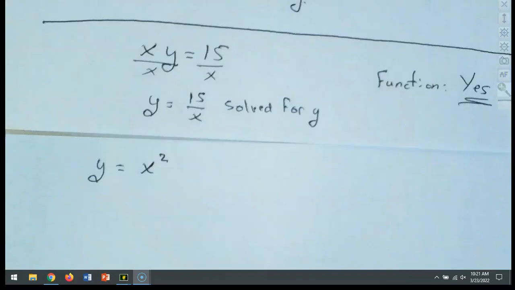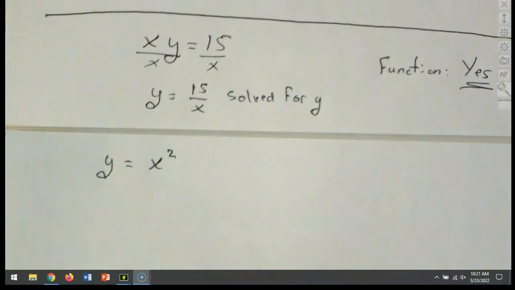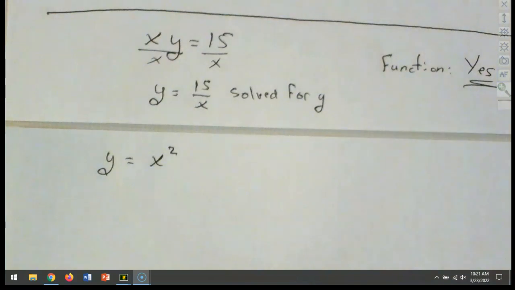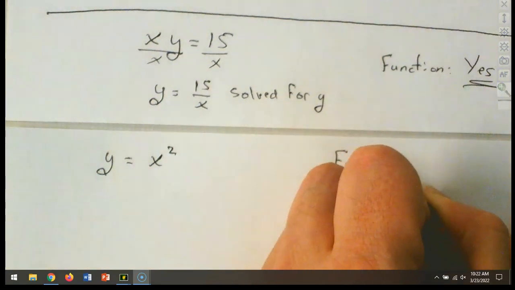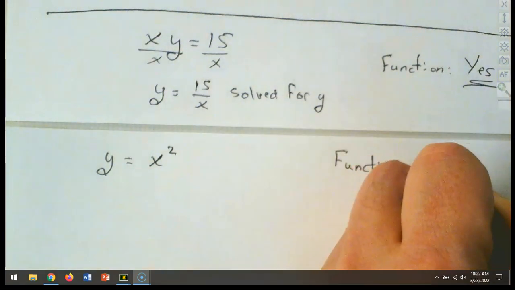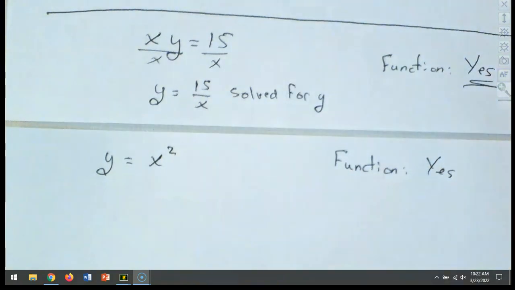And just to make sure we don't get confused here, is this one a function or not a function? Does it matter that that x is squared at all? No. When we look if it's a function or not, what are we focusing in on? On the y part. That's all we care about. So, is this a function? Yes, it is. Why is it a function? Because we solved it for y.